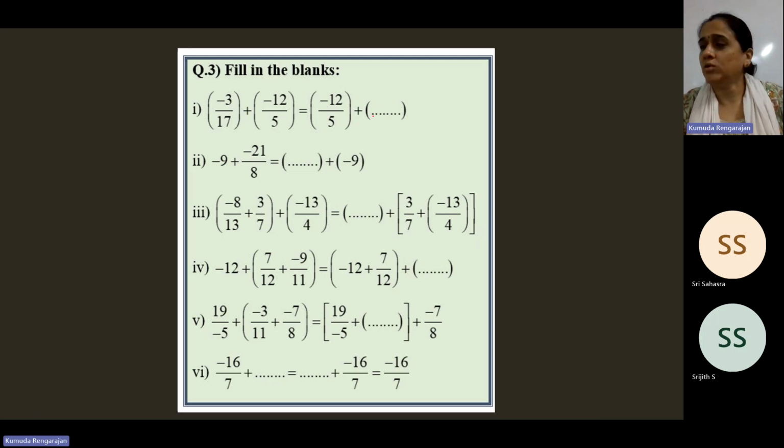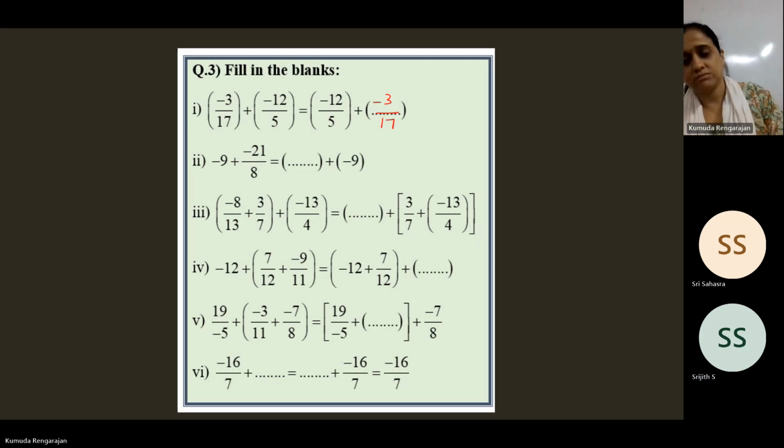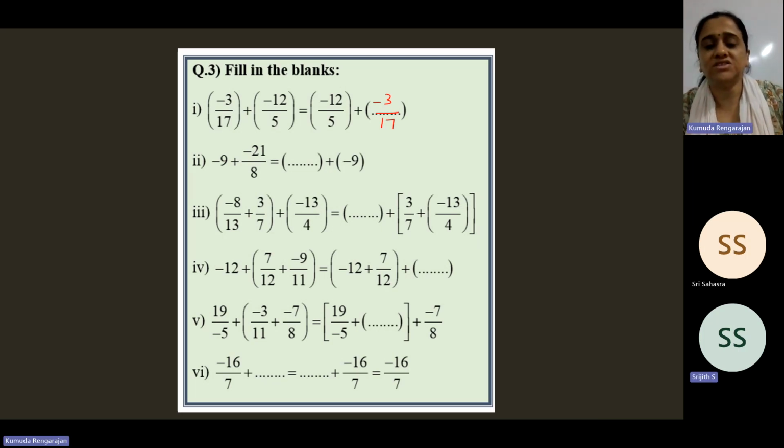I'll ask you. Now this one is for Srijit. The first one, all of you will get a chance. Srijit, fill in the blank. The first one: minus 3 by 17. State the property, Srijit. Which property of rational numbers have you used to complete this equation?